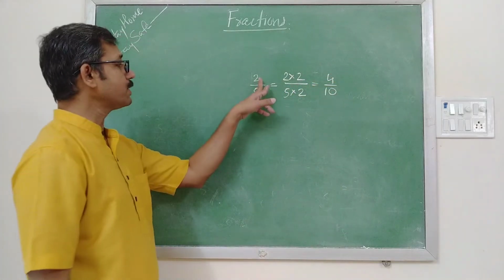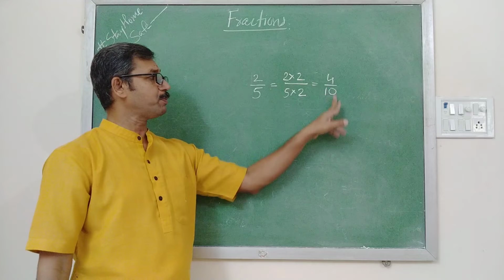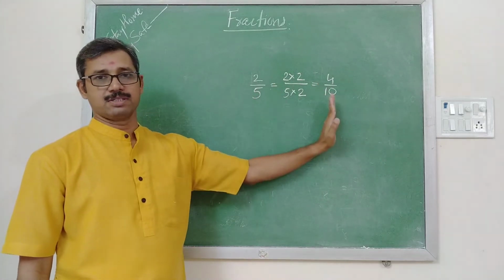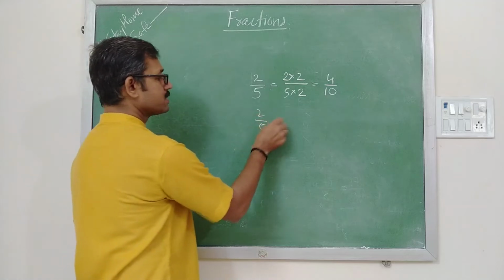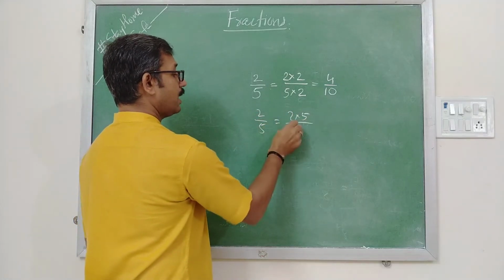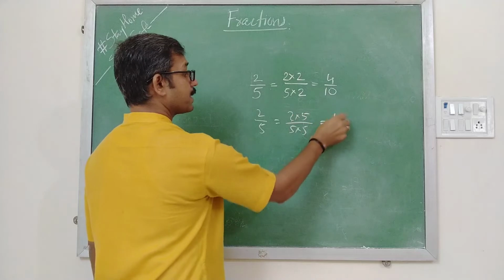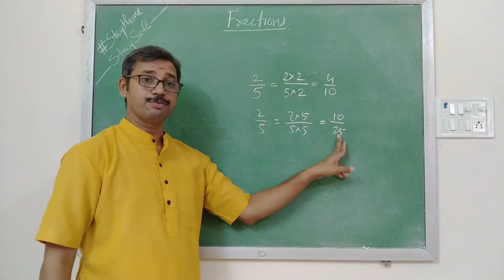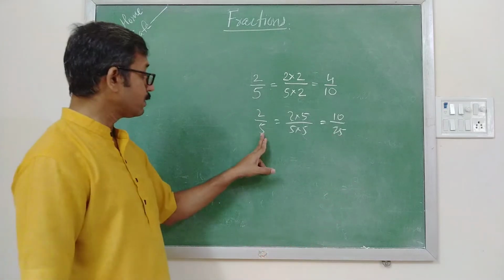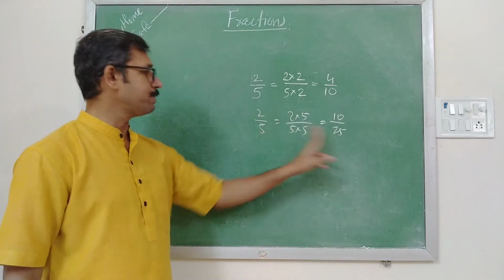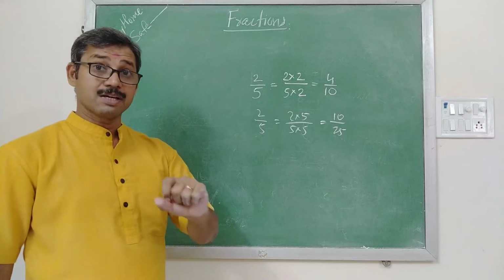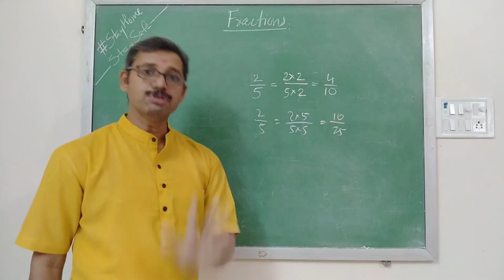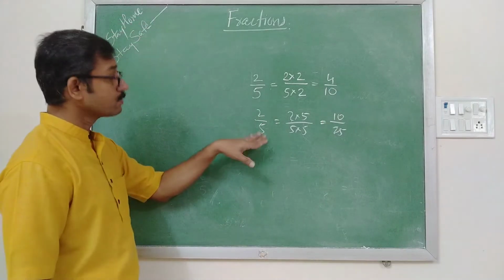Now, is there any difference between 2 upon 5 and 4 upon 10? No difference at all. They are equal fractions. Like that, 2 upon 5 is equal to, now I am going to multiply by 5 on the numerator, and the denominator is also multiplied by 5, so it will become 10 upon 25. Is there any difference between 2 upon 5 and 10 upon 25? No difference. Even though the denominator is changed, the numerator also changed correspondingly. So this you have to understand.